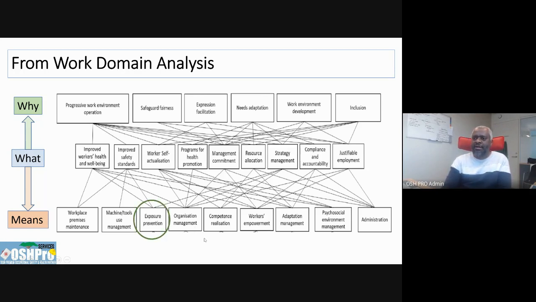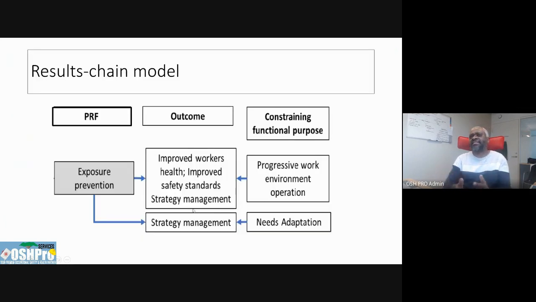Okay. If you take, for example, exposure prevention and you go backwards, in exposure prevention, what will you achieve? You'll achieve improved health, and you improve safety and strategy management. And then from improved safety standards, you could go back to the purposes. And you can create such a result chain model where you have the functional purpose on the left as your constraining functional purpose. This is what constrains you. You have to achieve that. You have to work within that purpose.